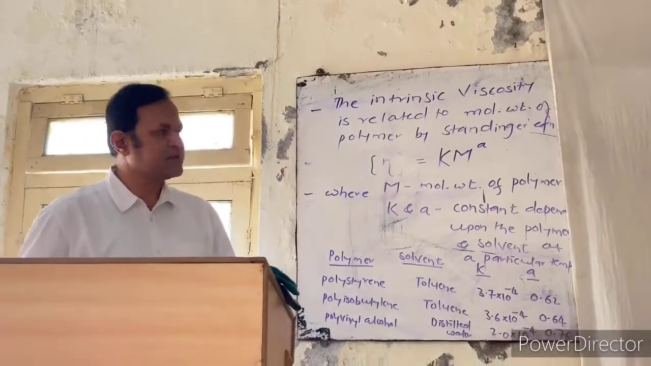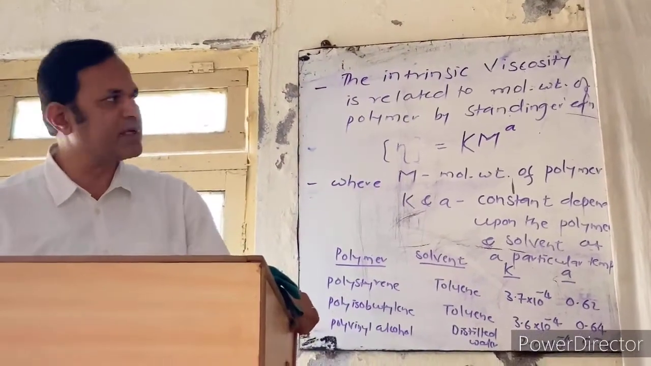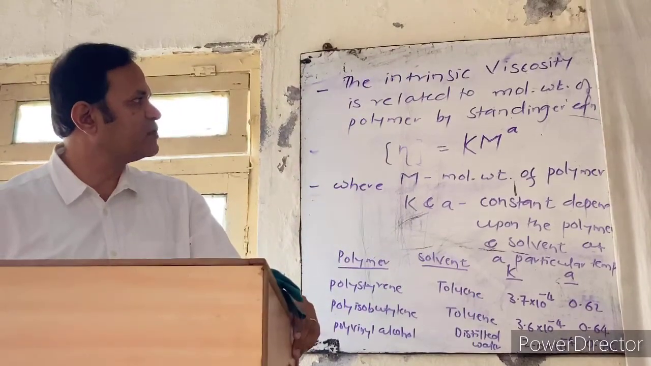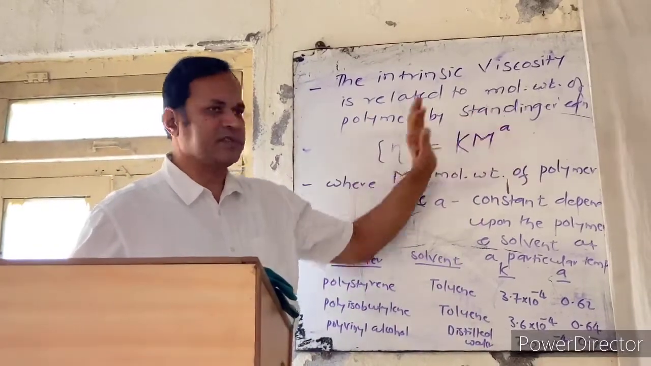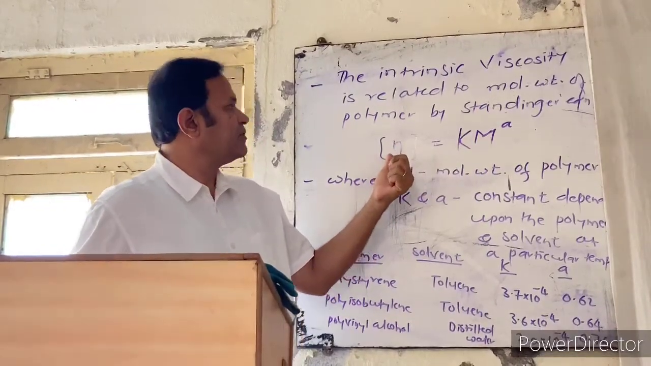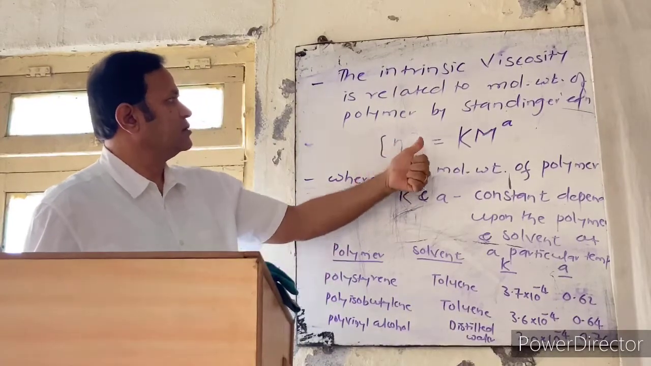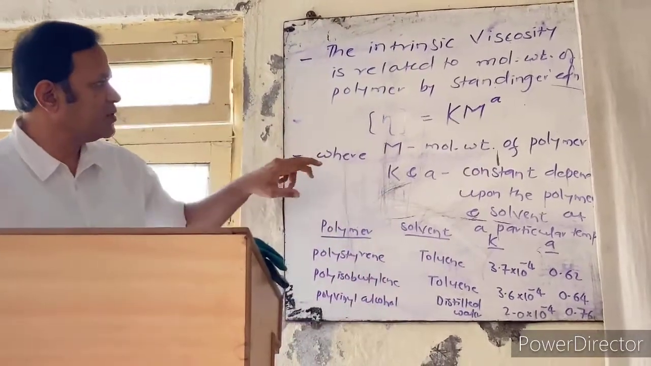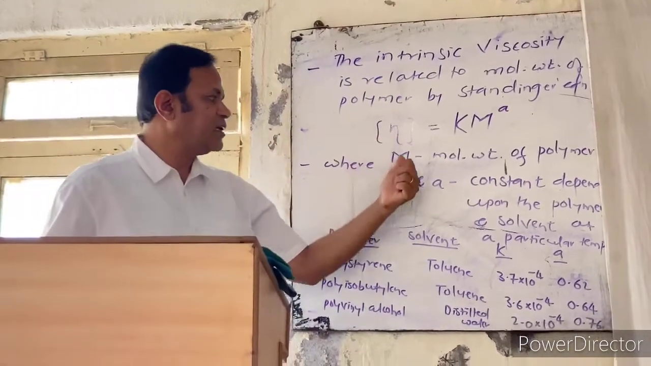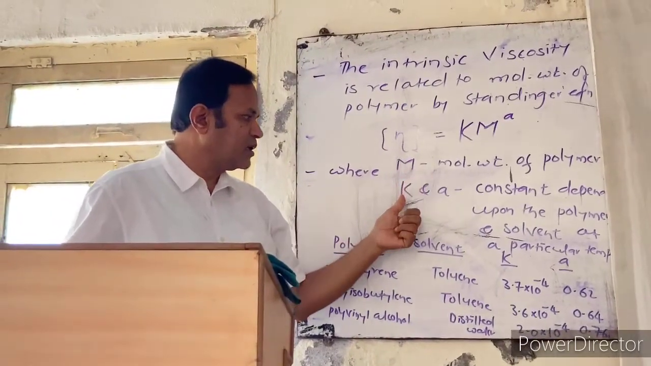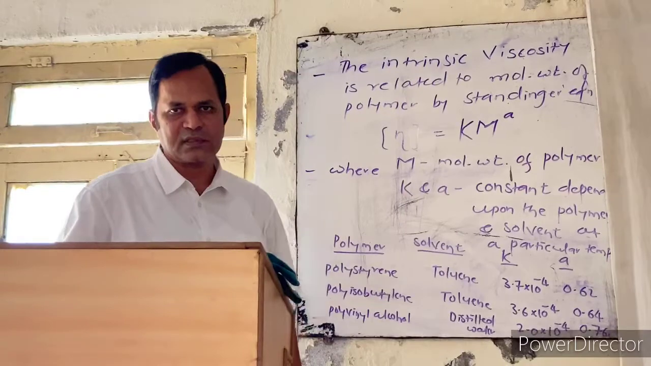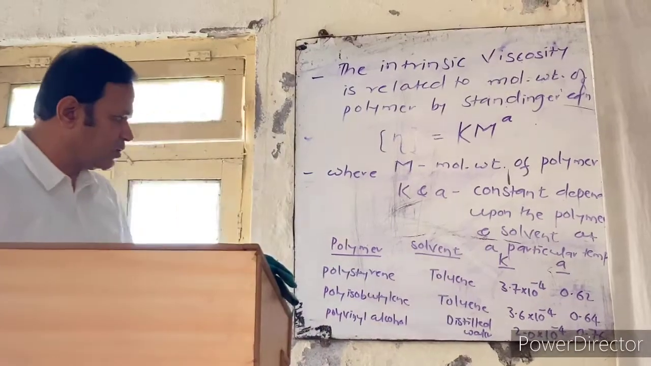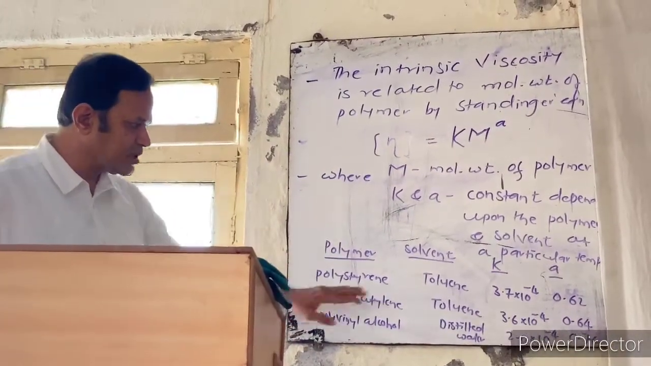Whatever limiting viscosity we got is known as intrinsic viscosity, and this intrinsic viscosity is related to the molecular weight of polymer by means of the Staudinger equation. The intrinsic viscosity is equal to capital K into capital M raised to a. In this equation, eta is the intrinsic viscosity and capital M is the molecular weight of the polymer. Capital K and small a are constants, and these constants depend upon the polymer and solvent at a particular temperature. In this table, I have given you some polymers and their respective solvents.